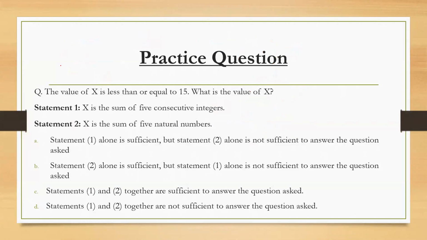Okay. Now, here we have again a question, right? The value of x is less than or equal to 15. That is what it is given. The possible value of x could be less than or equal to 15. Now, the question is, what is the exact value of x? There are two statements given. Statement 1: x is the sum of 5 consecutive integers. Statement 2: x is the sum of 5 natural numbers. You tell me which statement answers the question.